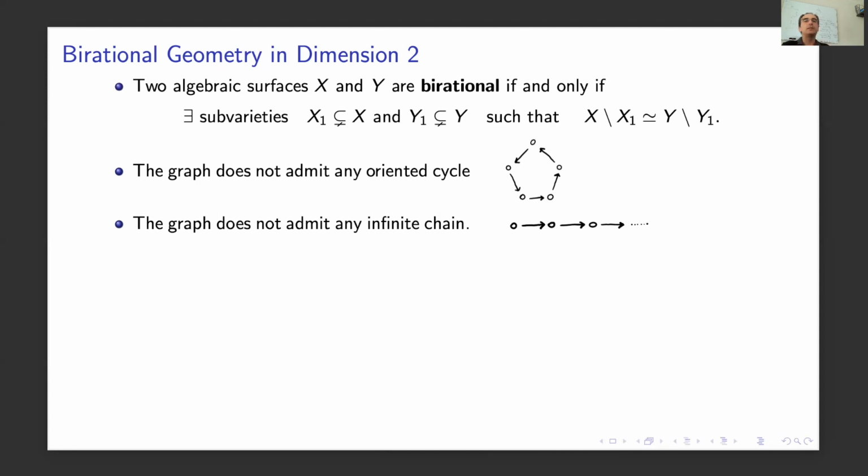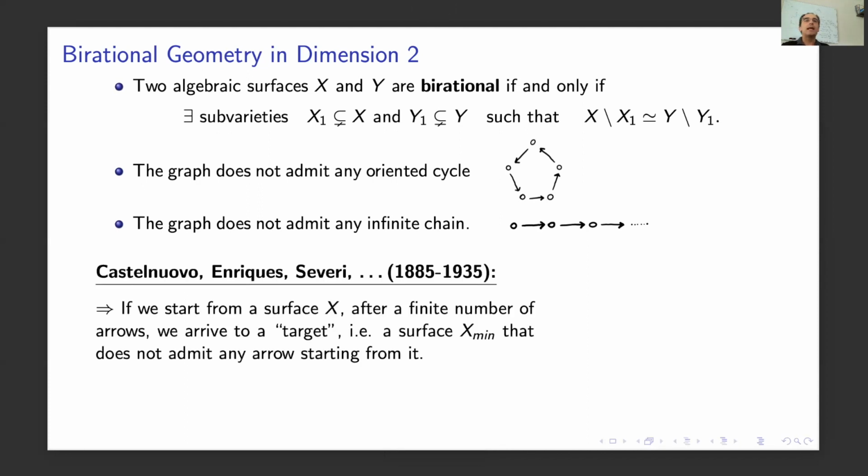Actually, we can even give a very explicit bound on the number of paths and the number of arrows starting from a surface X. But of course, it's possible, and actually it's always the case, that given a vertex, we find infinitely many arrows above our vertex. Okay, so let's put these two simple things together: the fact that there are no oriented cycles and there are no infinite chains starting from a vertex. Then this implies that if we start from any algebraic surface, after finitely many steps, we need to reach a target. We need to reach a point which does not emit any more arrows starting from it.